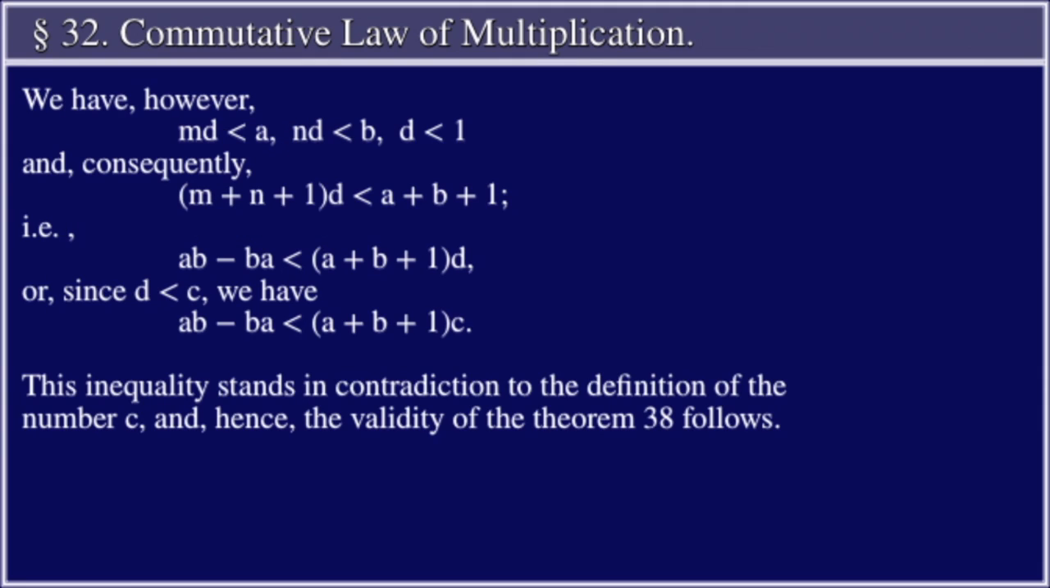We have, however, md less than a, nd less than b, and d less than 1, and consequently the quantity m plus n plus 1 times d is less than a plus b plus 1, i.e. ab minus ba is less than the quantity a plus b plus 1 times d, or since d is less than c, we have ab minus ba less than the quantity a plus b plus 1 times c. This inequality stands in contradiction to the definition of the number c, and hence the validity of Theorem 38 follows.